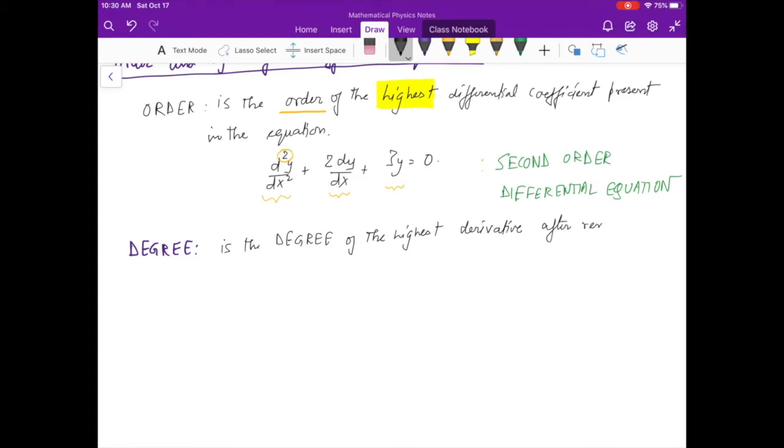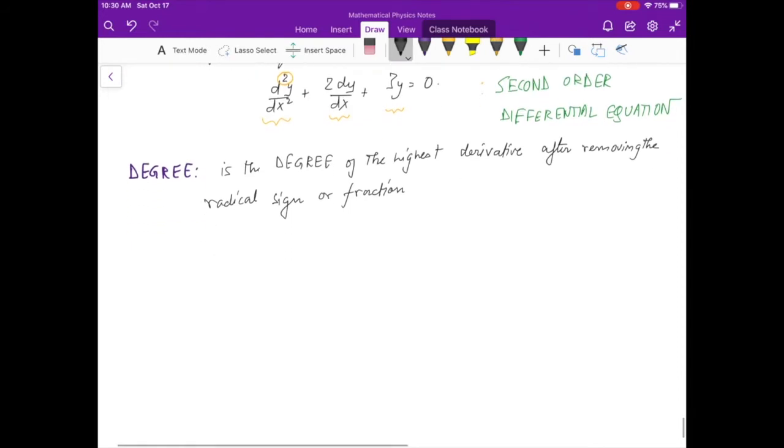Once you have the highest derivative, you remove the radical signs and fractions, you remove all of them, and then you choose the highest derivative. The degree which corresponds to the highest derivative is the final degree of the differential equation, because that is the one which drives the problem. That is the one which governs what solution strategy you're going to use for the rest of the problem, and that is the deciding factor.